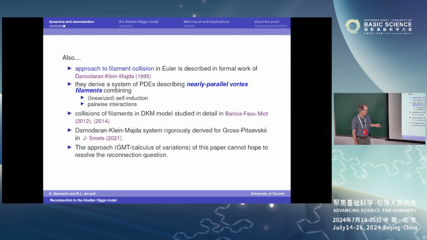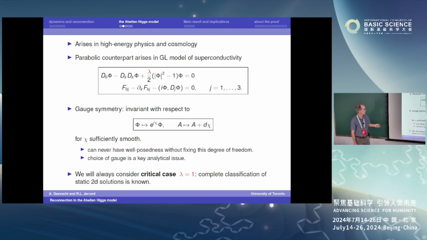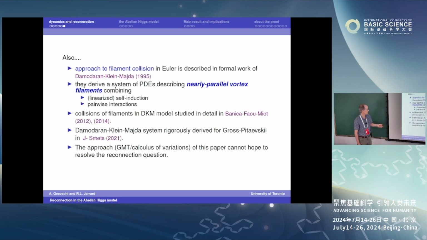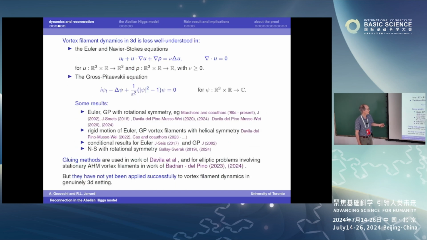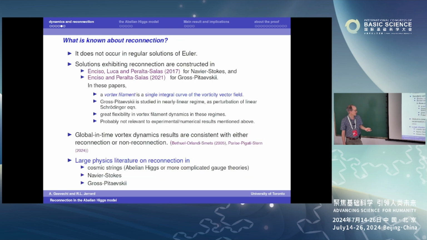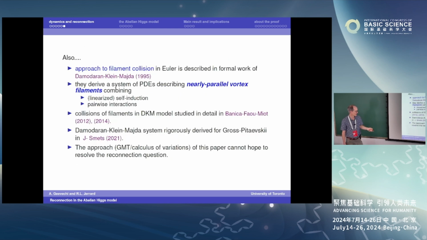And so this is also, I would say, the closest result to understanding the conjectured law of motion for vortex filaments in this setting. Here we prove a linearized version of it. But still, this approach, I would say, cannot hope to resolve the reconnection question. The tools just will not work.